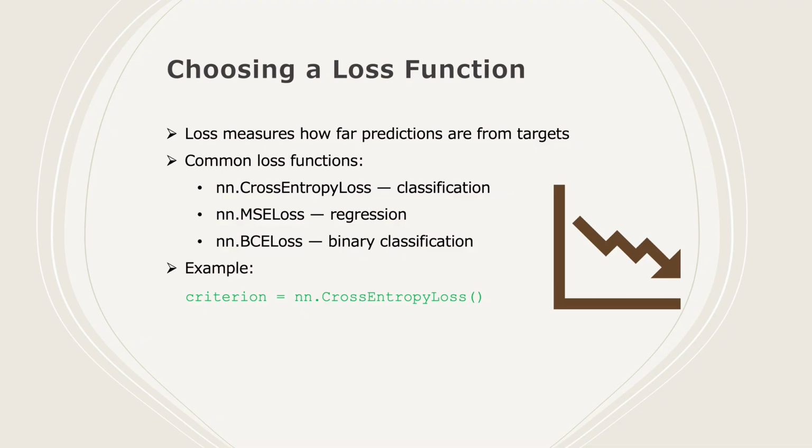At the bottom of the slide, you can see a simple example. criterion = nn.CrossEntropyLoss. This line initializes the loss function, and we'll use it during training to compute the loss for each batch.